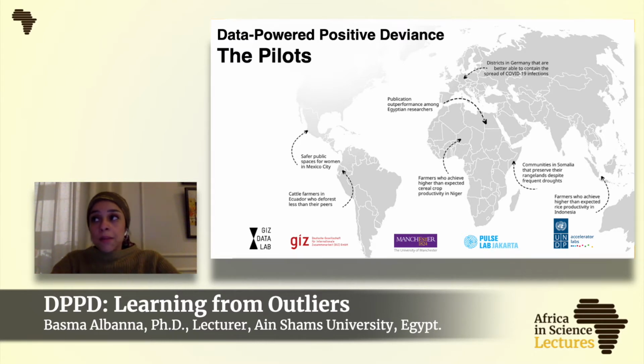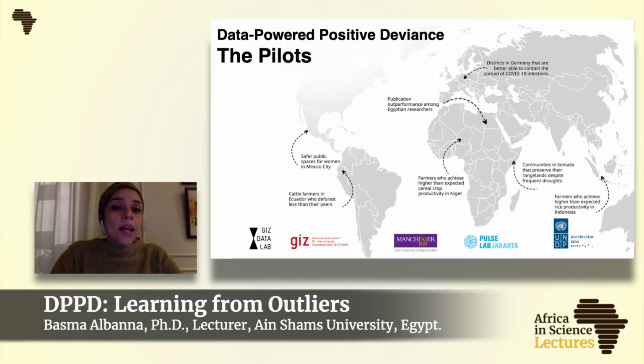Following this case study, my supervisor, Professor Richard Heeks, and myself partnered with the GIZ Data Lab, the UNDP Accelerator Labs, and Pulse Lab Jakarta in a global collaborative, which is the Data Powered Positive Deviance Initiative. Here we started to test this method in different domains and applications. The first testing was with Pulse Lab Jakarta in Indonesia, where we looked into farmers who achieve higher than expected rice productivity using remote sensing data.